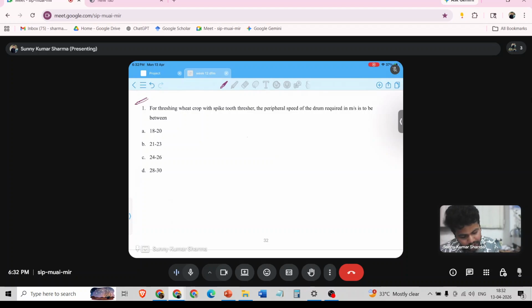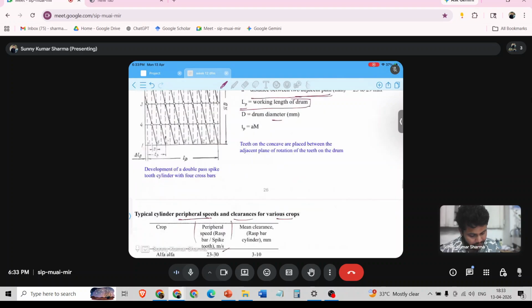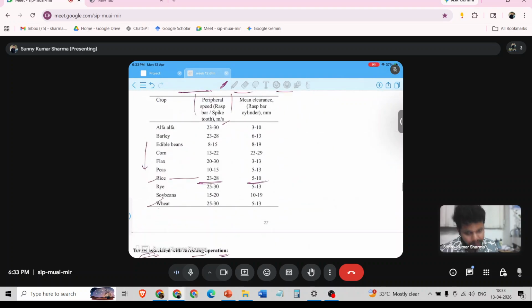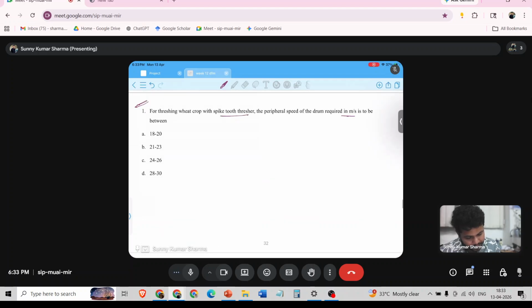So first question is, for threshing wheat crop with a spike tooth thresher, the peripheral speed of drum required in meter per second. So from this table we can see that for wheat crop it is 25 to 30 meter per second, and here it is coming under option D. So yes, D is correct.